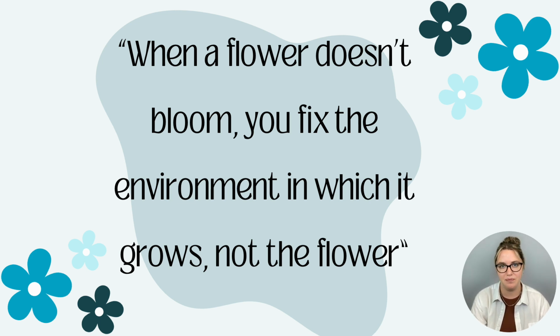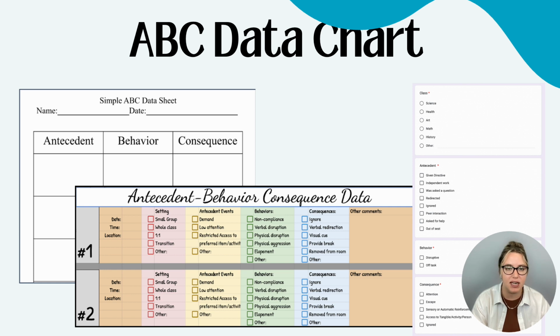In order to appropriately identify an antecedent, you're going to have to take a little bit of data. The way to do this is utilizing an ABC data chart, and that can look a number of different ways. You can do an anecdotal piece of data, more of a narrative type where you write what happens before the behavior, the behavior itself, and then what comes after. Or if you don't have a ton of time on your hands, which a lot of teachers don't, you could even do a checklist. You write down common settings, common antecedents, behaviors, consequences, and then some notes. When that behavior occurs, you can just check what happened.